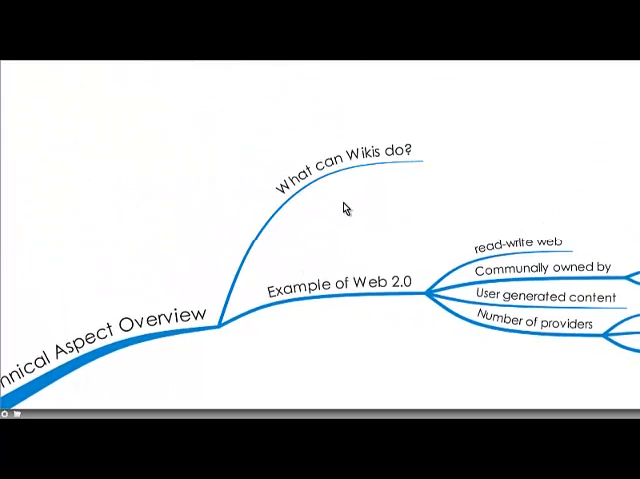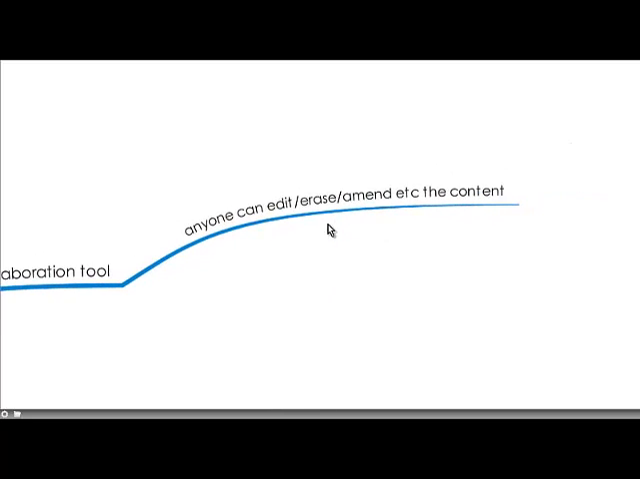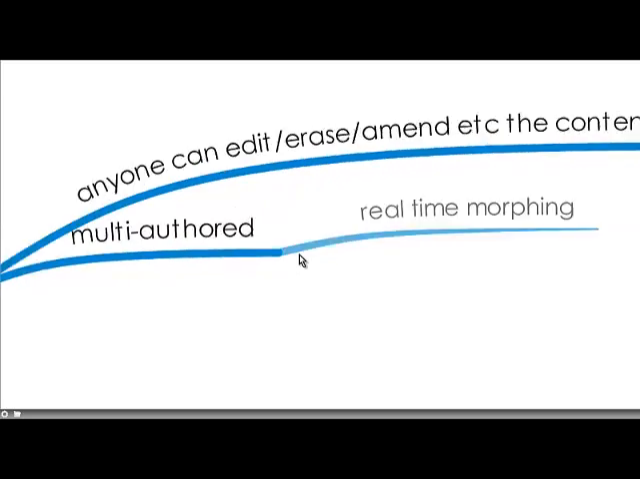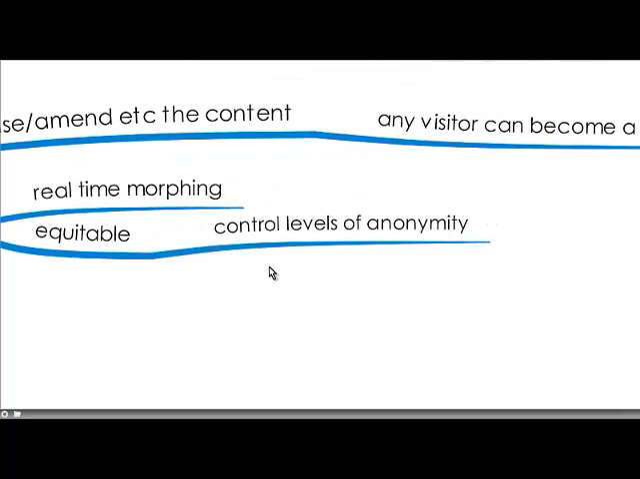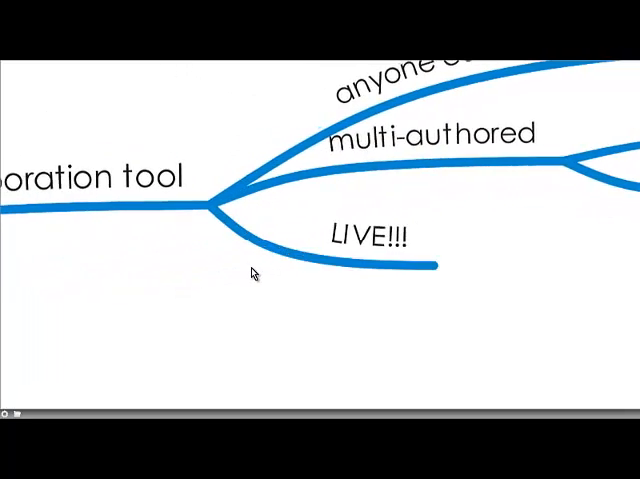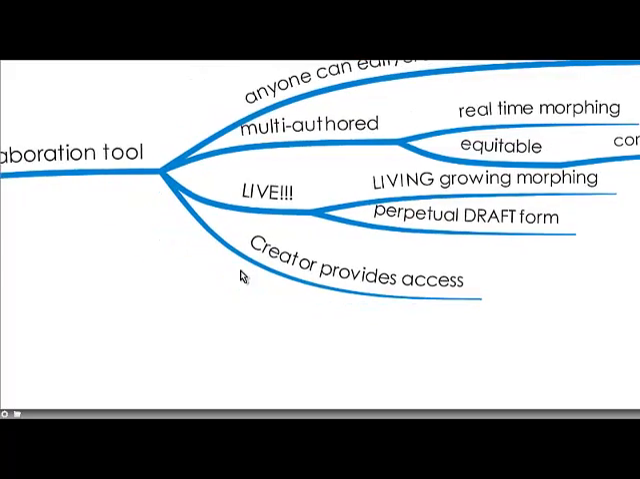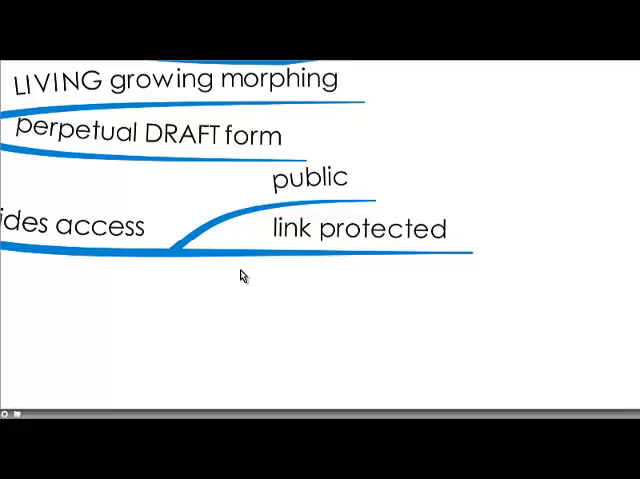So what can wikis actually do? Well, I'm placing them in my head as a communal online collaboration tool, and anyone with the link or access to that wiki can edit, erase, amend the content, and any visitor can contribute. So it's really a multi-author document that's morphing in real time, and it's equitable because it controls the level of anonymity. It's live, it's growing, morphing, changing, it's a perpetual draft form, and the creator who creates a wiki space decides the access that he or she grants.